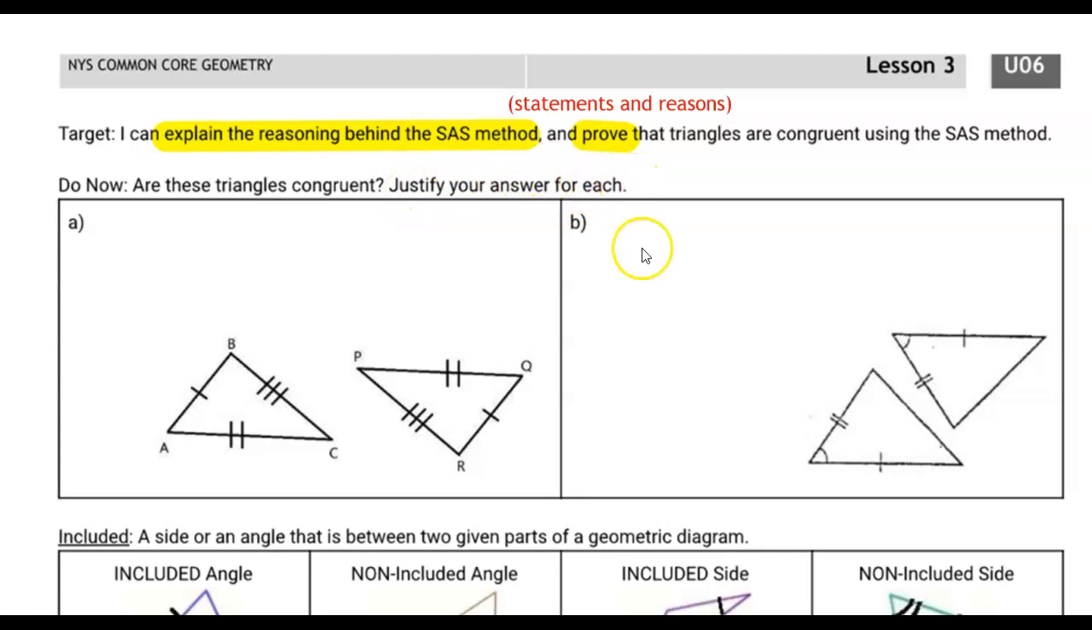All right. In the do now, it asks whether the triangles are congruent. We're supposed to justify our answer for each. And this first one might look a little familiar to you. The second one probably doesn't. So take a few minutes, pause the video, try this one out, and then come back to see if you get it right.